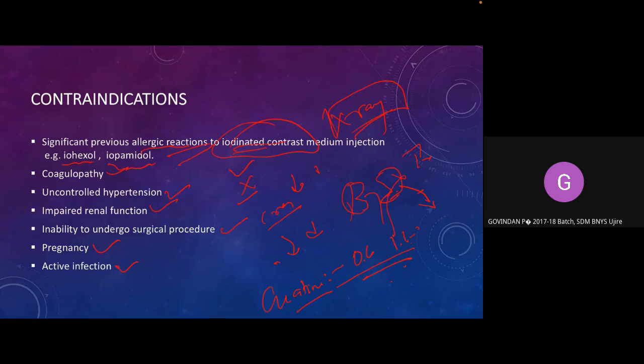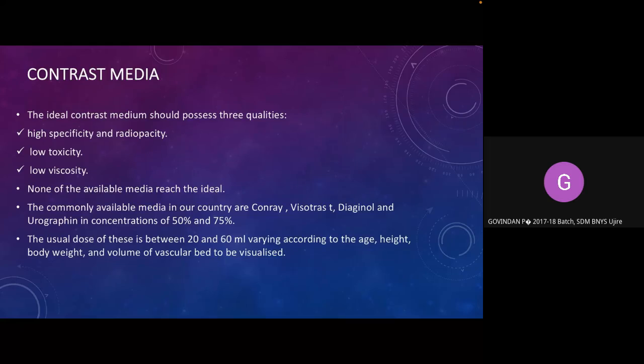Active infection. Why can't you do an angiogram in an active infection? Because when you give a contrast, first of all, the body immunity might be low, and that infection can get spread to any other part of the body. Okay, with this we have already discussed, and you can just look at the slide.